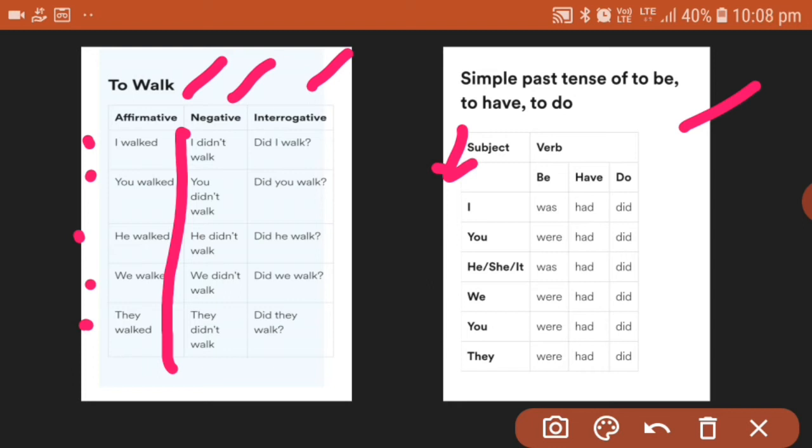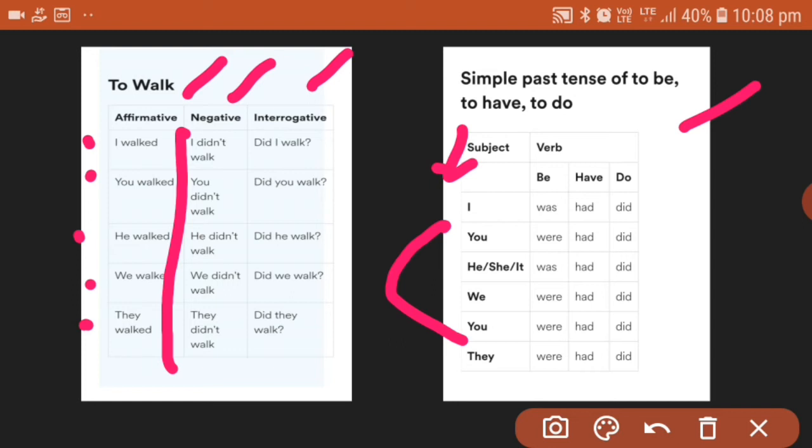That's why here you can see a variation with I was, you were, because you is used as a singular subject as well as a plural subject. He, she, it was because of singular status. We were, you were, they were. Here you can check there are two you. One you can say for singular and secondly for plural.